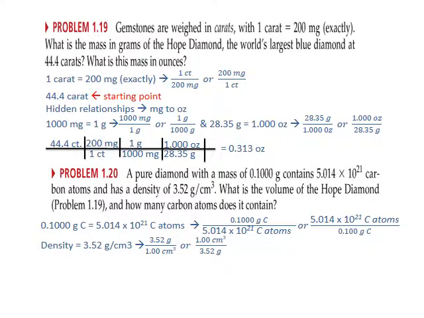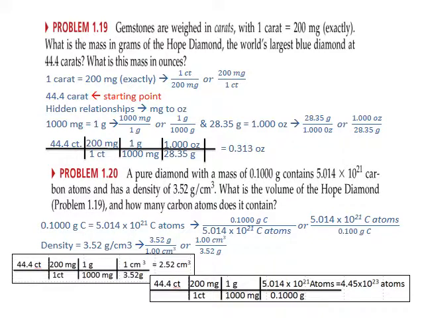The other diamond problem, I think I just rapidly went through this. We're going to start with the same starting point, the 44.4 carats, and use the conversion factors that we have already defined in problem 119, along with problem 120 here, that define the relationship between grams of carbon and numbers of carbon atoms, as well as the density.